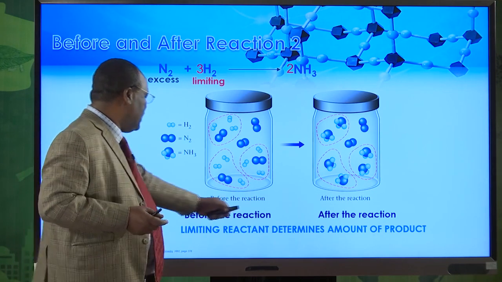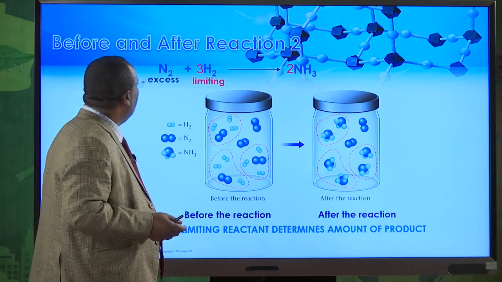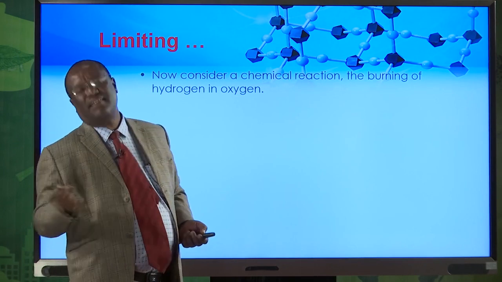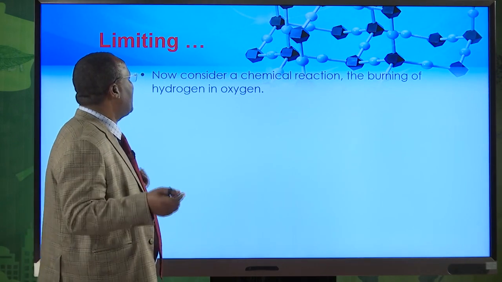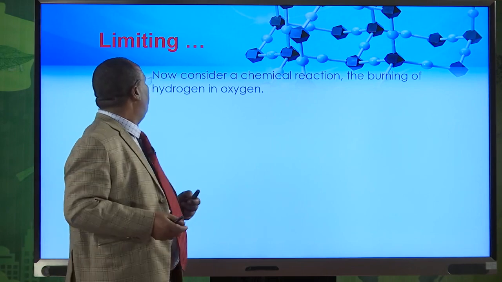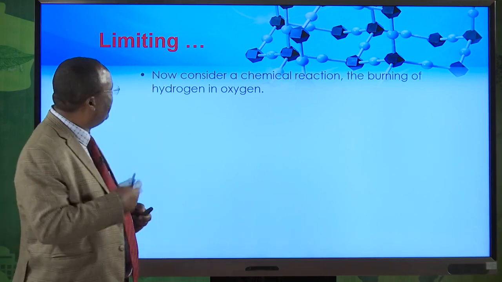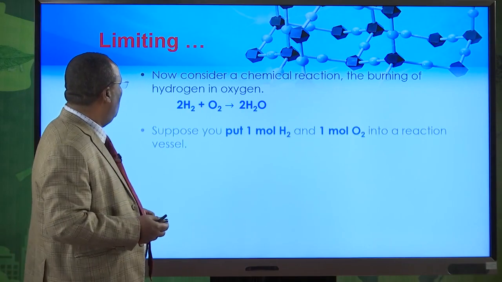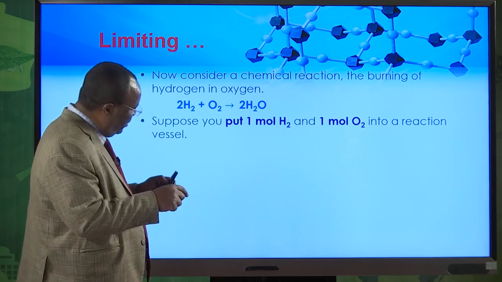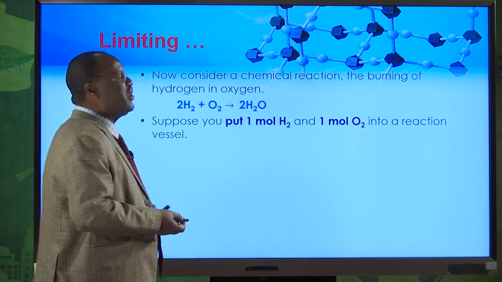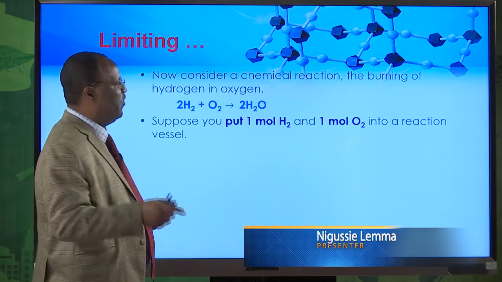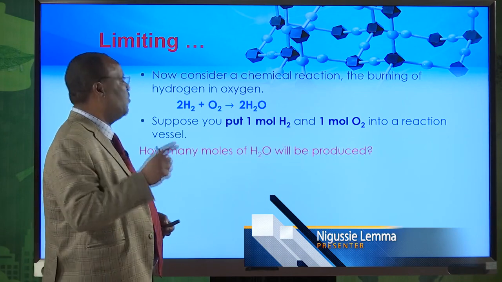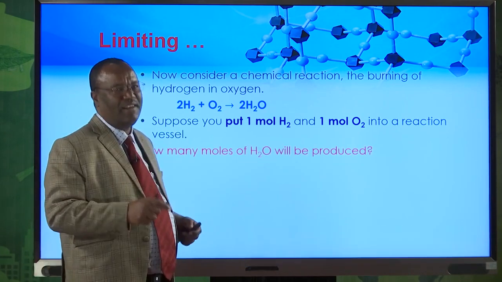The limiting reactant determines the amount of the product. So hydrogen is a limiting reactant, as well as nitrogen is an excess reactant. So now consider the chemical reaction, burning of hydrogen in oxygen. Another example, when hydrogen combines with oxygen producing water. So suppose you put 1 mole of hydrogen and 1 mole of oxygen into a reaction vessel, together in the reaction vessel.